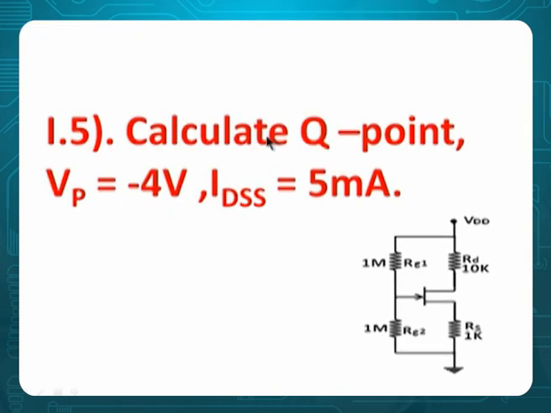Next problem. Calculate Q point. VP is minus 4, IDSS is 5. The whole idea of this problem is we need to just show how a potential divider is used. The remaining problem is same as previous. So I want to illustrate how a potential divider is used in this.